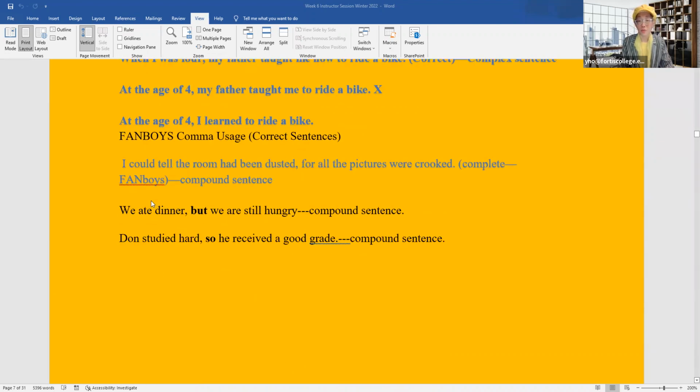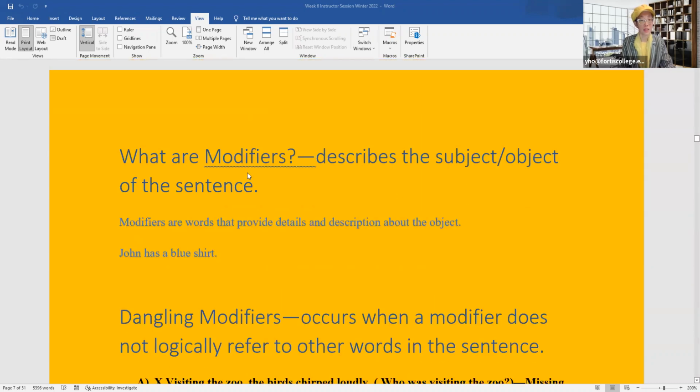I could tell the room had been dusted, for all the pictures were crooked. So this is a correct sentence because I could tell the room had been dusted is an independent clause. Then you have a comma, and you have a FANBOYS, and then you have all the pictures were crooked. So this is a compound sentence. So whenever you have an independent clause plus a coordinating conjunction and then an independent clause, then you have a complete sentence. So that is a correct sentence.